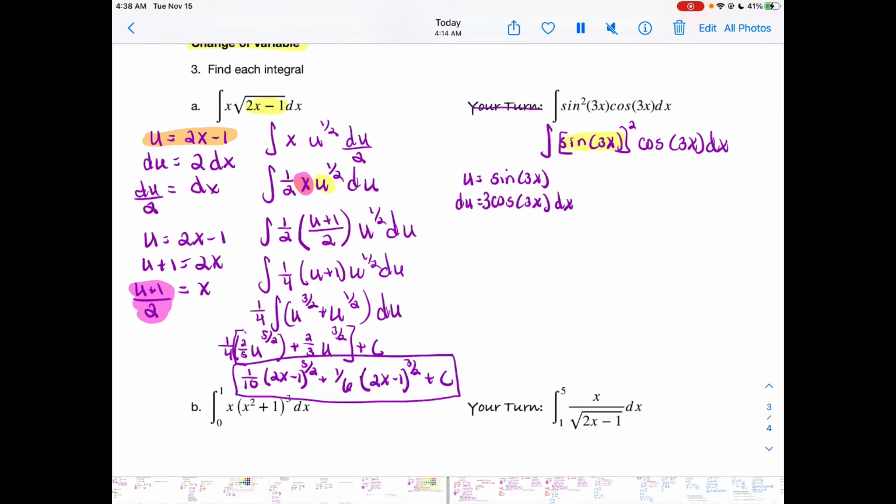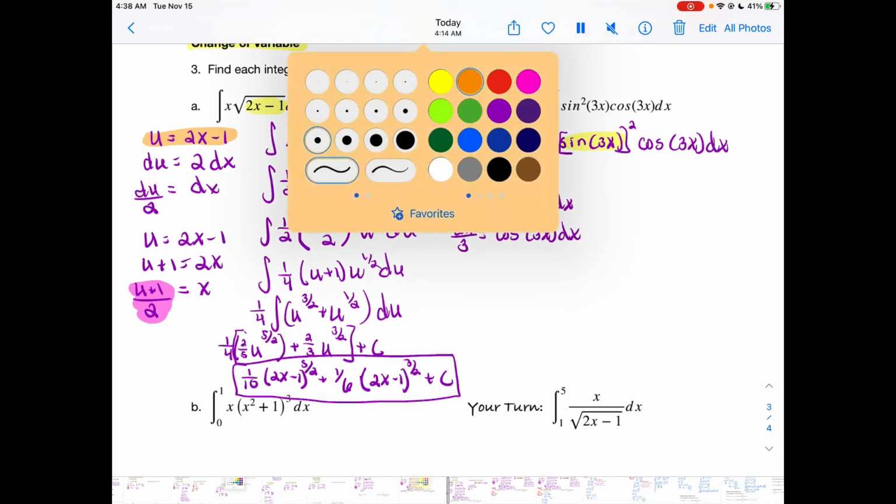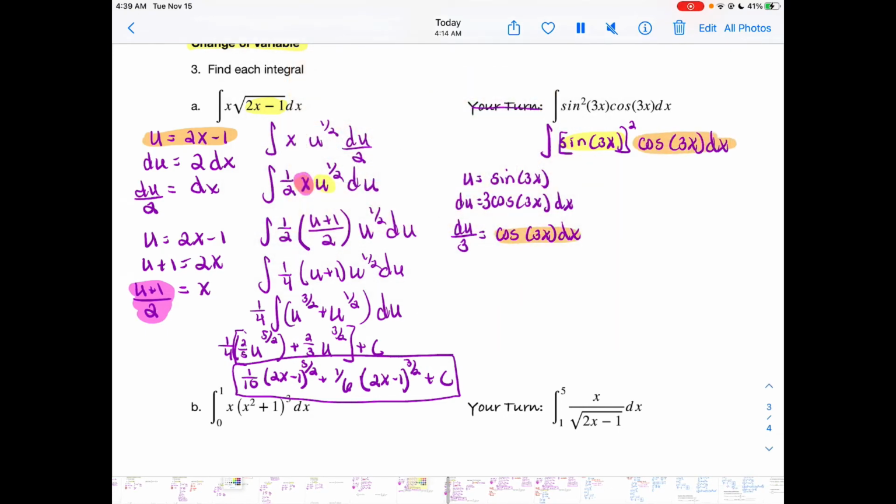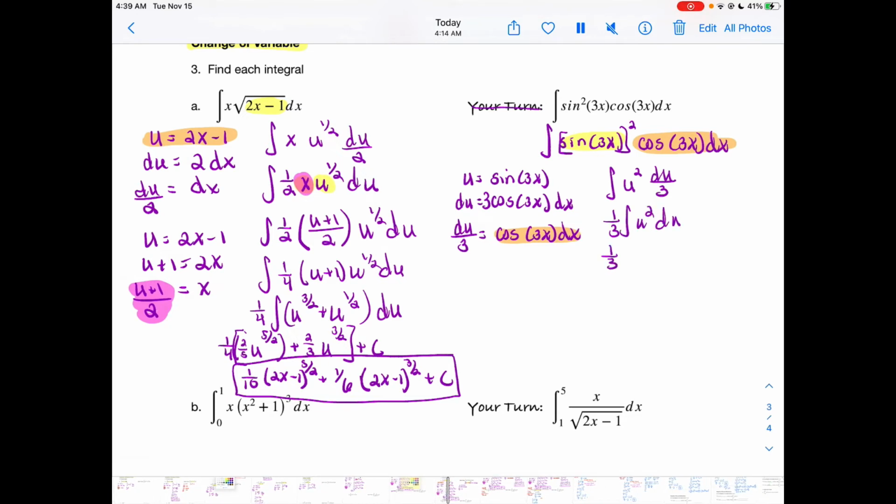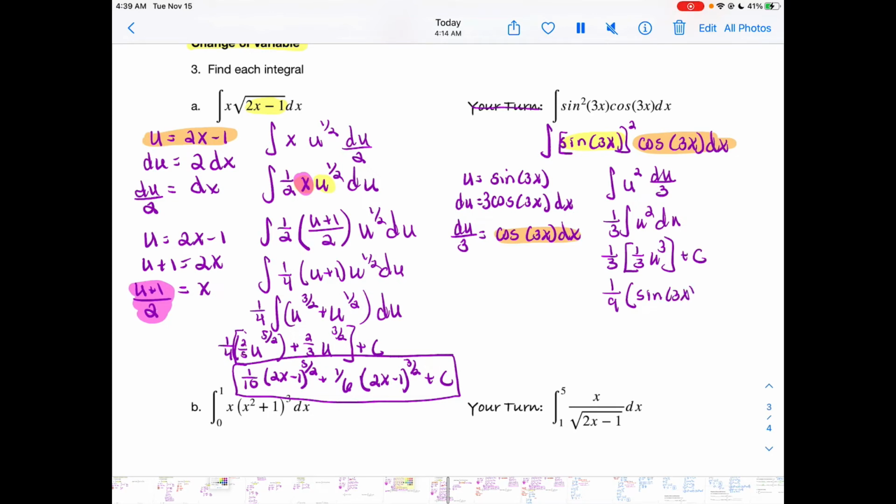Now notice again, I don't quite have that in our given information. So I need to rewrite this differential equation as du divided by 3 is equal to cosine of 3x dx. I'm going to replace cosine of 3x dx with du over 3, and I'm going to replace sine of 3x with u. So it gives us u squared du over 3, or 1/3 times the integral of u squared du. And all I have to do now is integrate u squared, which is 1/3 u cubed, plus c, or 1/9 u cubed, which we know to be sine of 3x, quantity cubed, plus c. But it's a trig function, so we would write this as 1/9 sine cubed of 3x plus c.